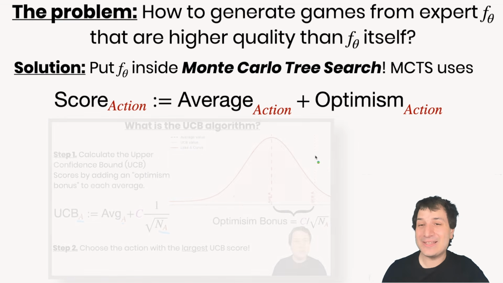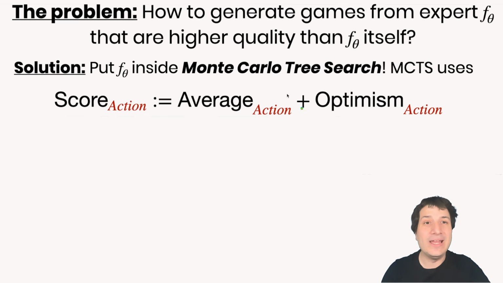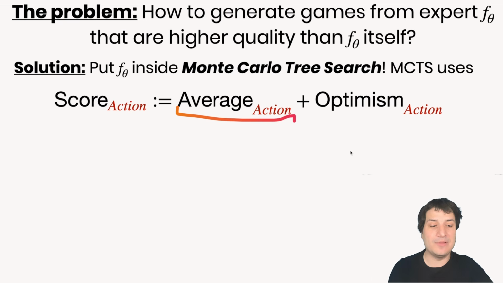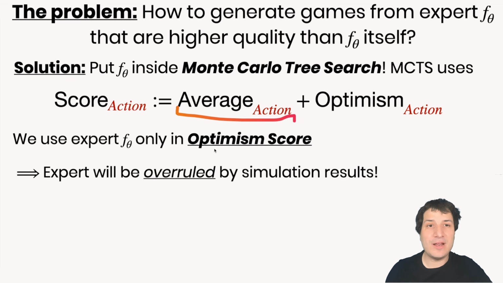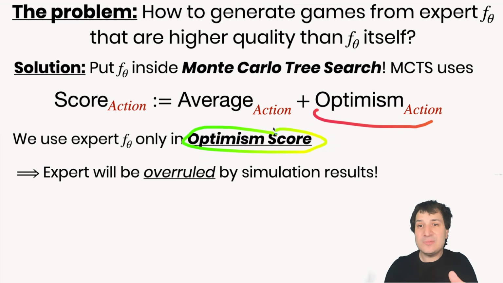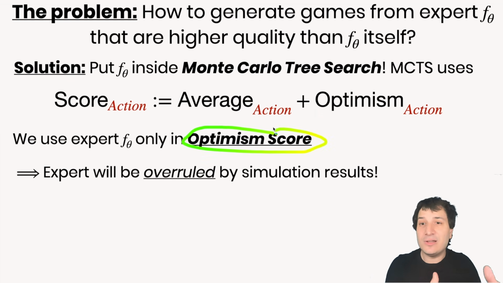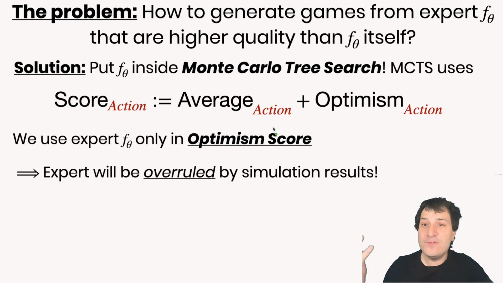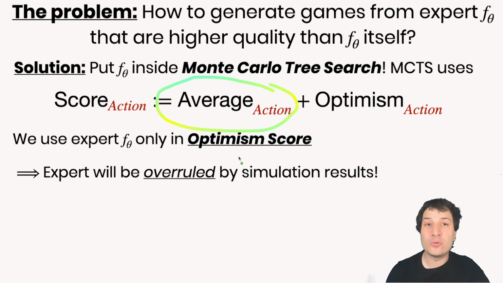In our particular case, for AlphaZero, what we are going to do is take our expert f theta and put it inside the algorithm. And the secret is to leave the average alone and put the expert only in the optimism bonus. So the expert f theta only gets included in the optimism bonus. And this is sort of like the expert saying, hey, this move I think is pretty good. You should give this one a little extra optimism. You should check that one out a few more times than you normally would. And the really smart thing about doing it this way is that eventually the average will overrule the expert.